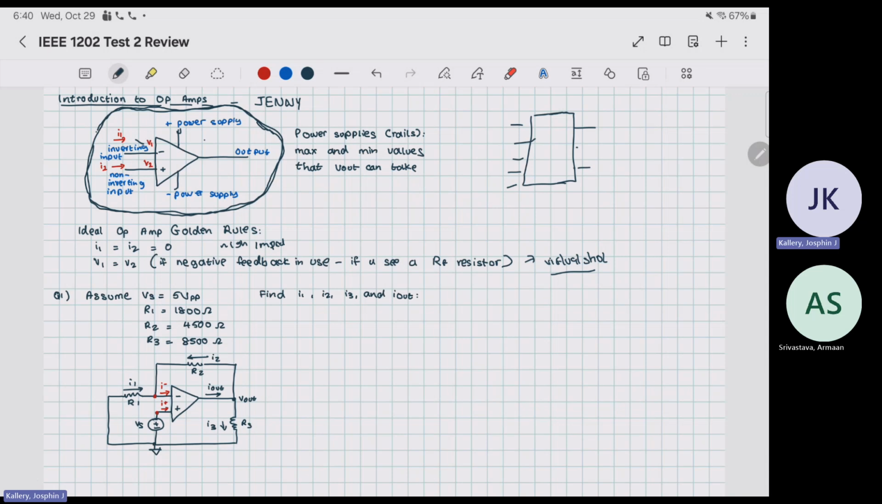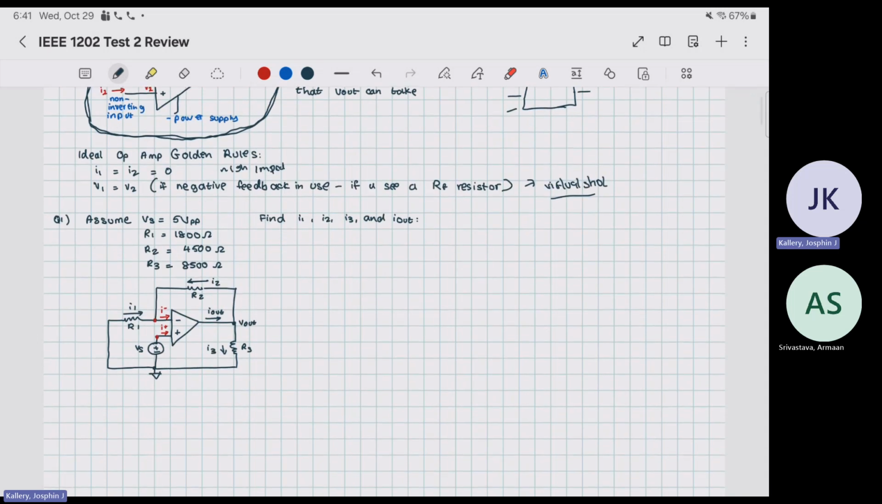When you understand these golden rules, it's going to be easier for you to calculate the necessary prompts that they give you to walk through the operational amplifier. So for example, we are given question 1. Assume that the voltage source Vs is an input.